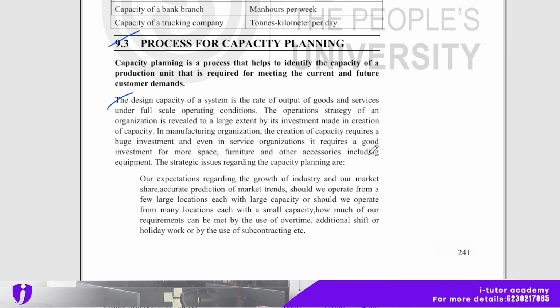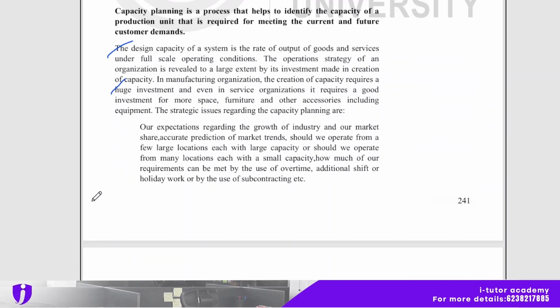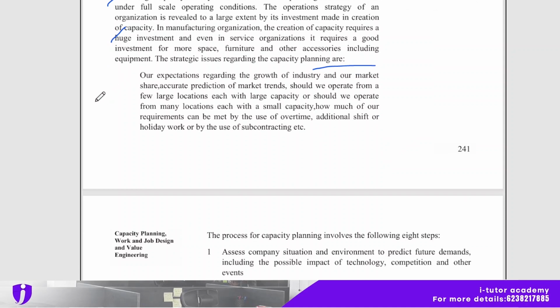And the operations strategy of an organization is revealed to a large extent by its investment made in the creation of capacity. In a manufacturing organization, the creation of capacity requires a huge investment, and even in a service organization, it requires a good investment for more space and furniture and other accessories, including equipment. And the strategic issues regarding capacity planning are our expectations regarding the growth of the industry and our market share, and accurate prediction of market trend.